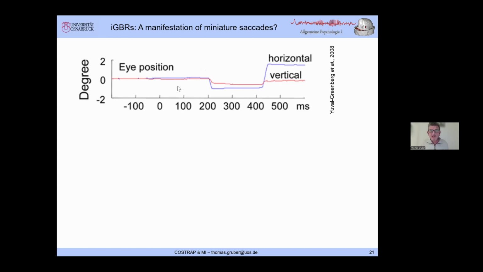So here in this plot, you see such a miniature saccade measured with an eye tracker. You have the eye position first at 0, and then you have a horizontal eye movement and a vertical eye movement, the vertical in red and the horizontal in blue. And if you use an eye tracker, you see here this sharp slope when you have the eye movements to the left or to the right, up and down, whatever.